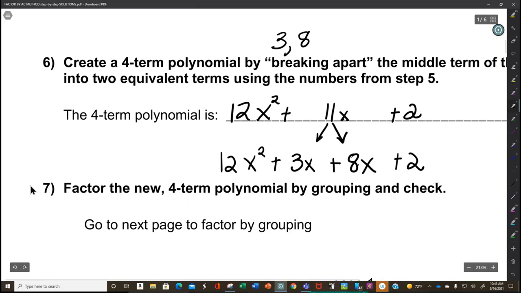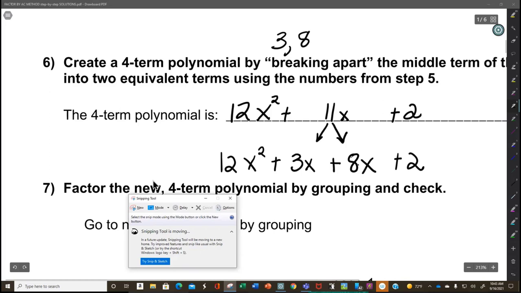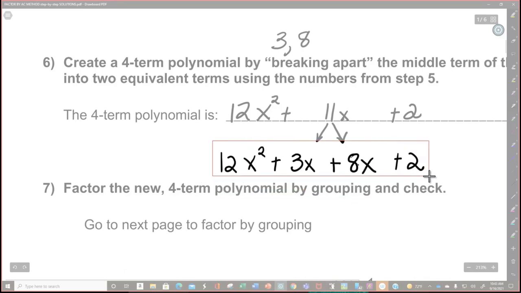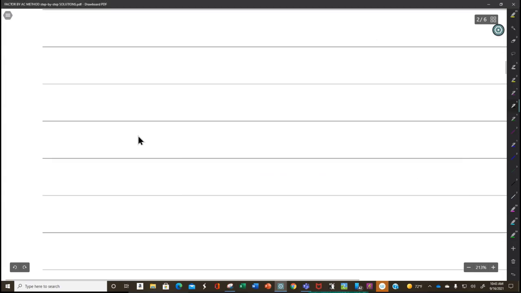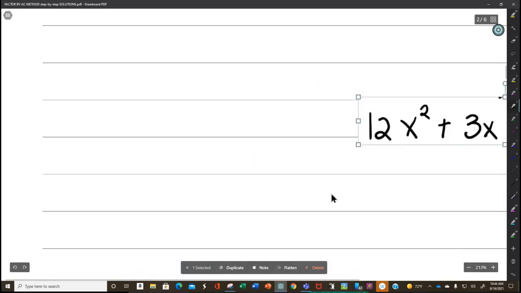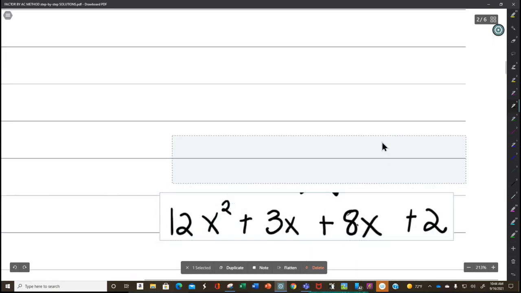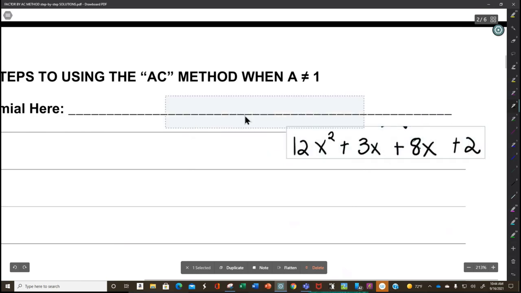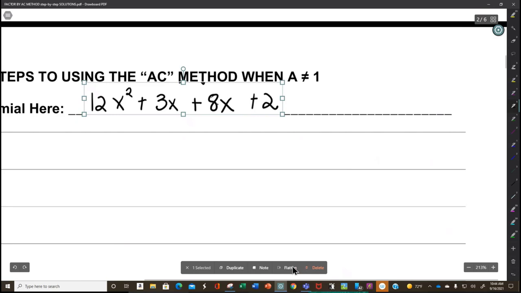Now it says factor the new four-term polynomial by grouping and check. Well, you need a whole page to do that. Not really a whole page, but you need room. So that's what I'm going to do. And so that I don't make a mistake, I'm going to use the snipping tool. I love the snipping tool. I would think probably Apples have the same kind of tool. There it is. That's a little big. I figure I'm less likely to make a copy error if I do this. There. Now there's my four-term polynomial.